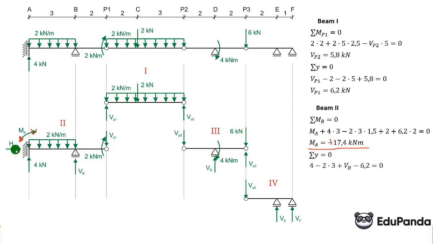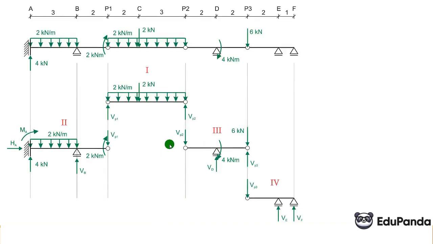The sum of projections on the y-axis equals 0, so we have 4 minus 2 times 3 plus VB, minus 6.2 from the joint equals 0. VB equals 8.2 kN.